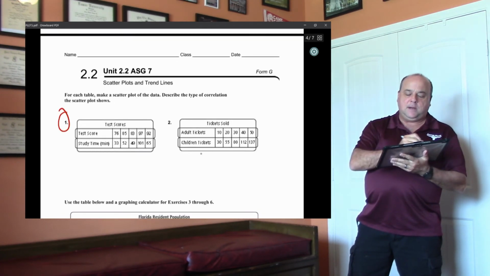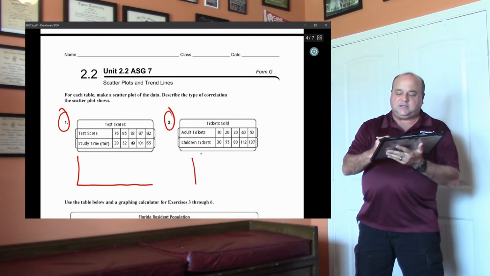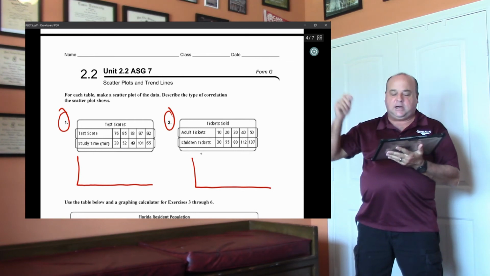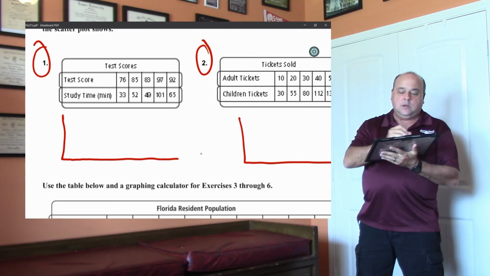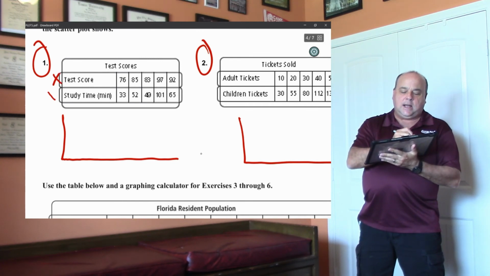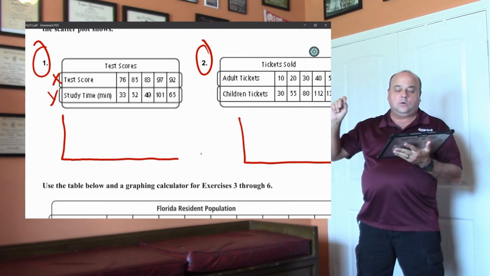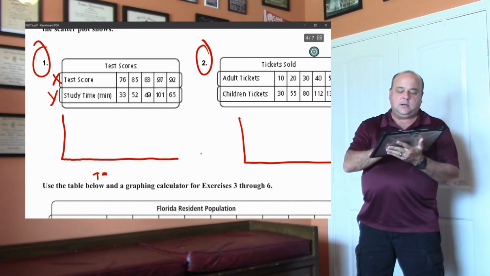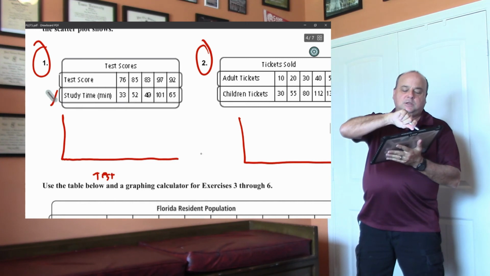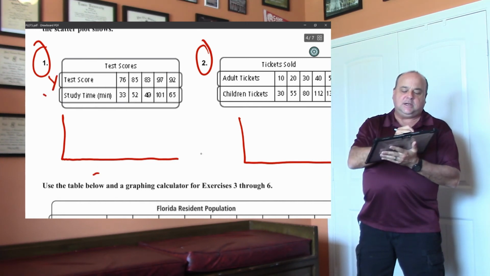And do this problem and this problem. On these two problems here, you're just going to make a scatter plot and you're going to say positive or negative correlation. Now then, I'll make the scales for you. So this is X, this is Y. So our TEKS scores and our study time, right? So we're going to put test score down here. Let's switch this. Let's make our test score Y and our study time X.